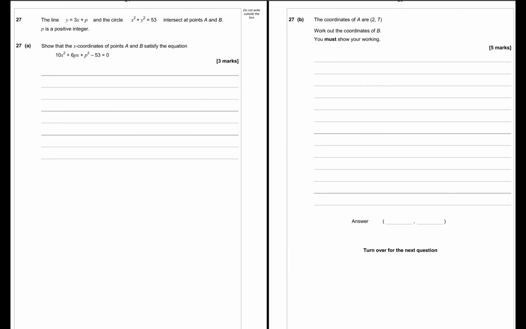Okay, question 27. So we've got the line y equals 3x plus p and the circle x squared plus y squared equals 53. And they intersect at the points A and B. And p is a positive integer. So, show that the x coordinates of A and B satisfy the equation given. So we want to get this and this into this. A point of intersection is a point where they cross. So what we can do is put this into here. We know y equals 3x plus p, so we're just going to substitute this as your y into here.